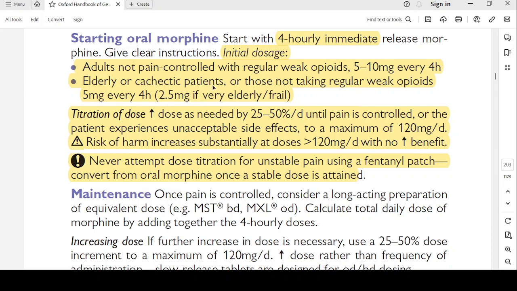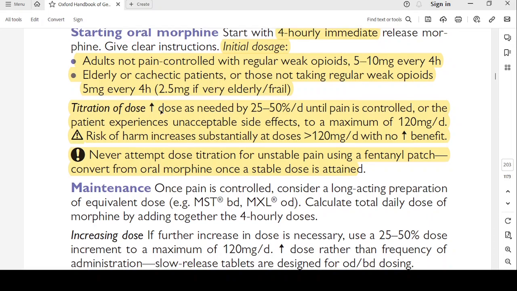Elderly or cachexic patients or those not taking regular weak opioids: 5 milligrams every 4 hours. So you start with a lower dose. 2.5 milligrams if very elderly or frail. So the dose decreases because even this lesser dose will be effective in people who are not used to taking weak opioids or in the elderly.